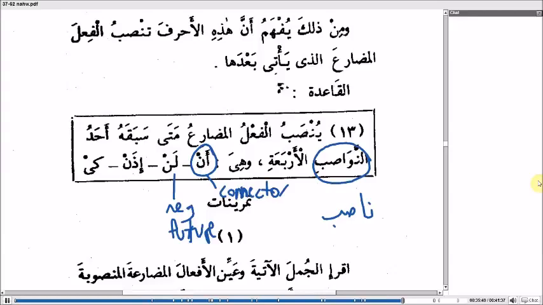Lan is a negator of the future. An is a connector between two verbs. Idhin is an answer, a jawab. It's an answer to a statement. Right?